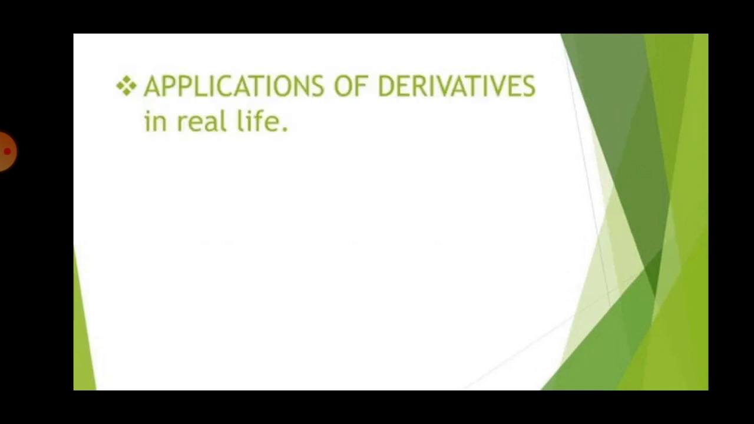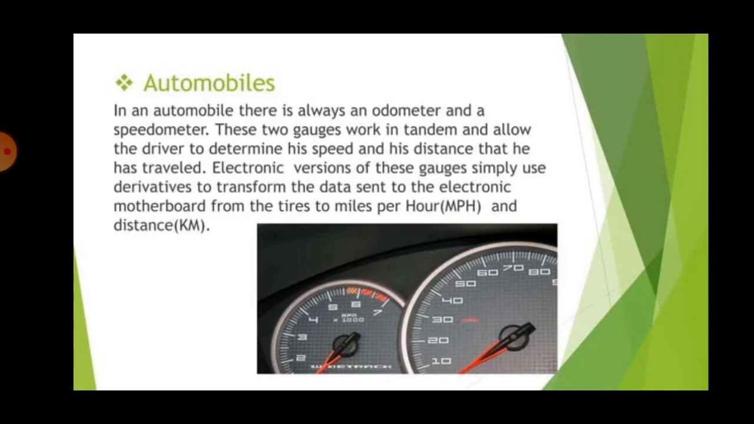Application of derivatives in real life. Automobiles. In an automobile, there is always an odometer and a speedometer. These two gauges work in tandem and allow the driver to determine his speed and the distance that he has traveled. Electronic versions of these gauges simply use derivatives to transform the data sent to the electronic motherboard from the tires to miles per hour, or mph, and distance in km.